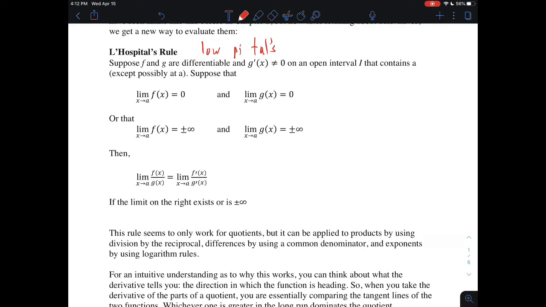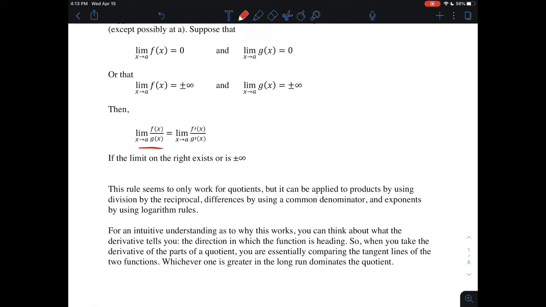So this is all under that condition. As long as the limit holds, or if it's plus or minus infinity, we're able to say that. If the limit doesn't exist, that probably means that you can't use L'Hopital's rule for that particular limit. So this rule seems to only work for quotients because that's how it starts off, with a quotient, but using a little bit of manipulation, it can be applied to products by using division by the reciprocal. It can apply to differences by using a common denominator and therefore getting a quotient. And it can also apply to exponents by using logarithm rules.